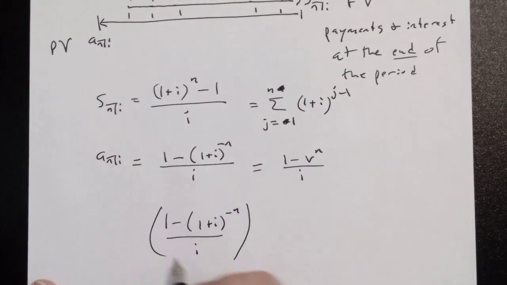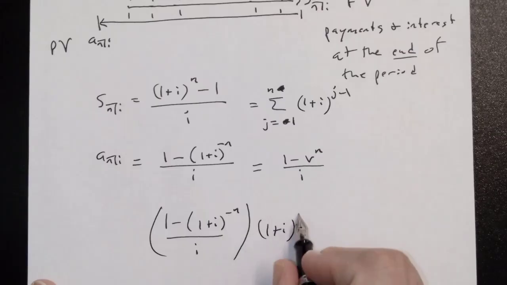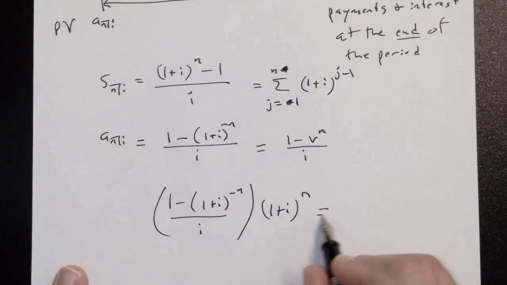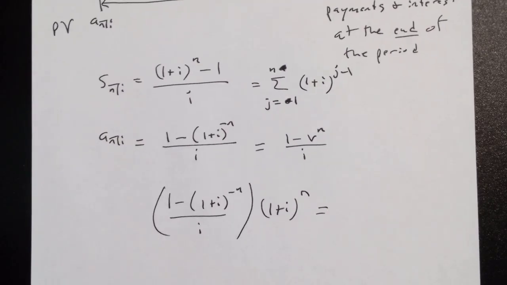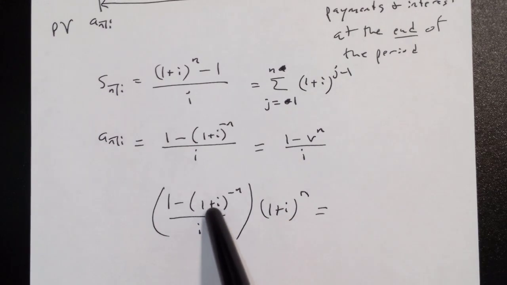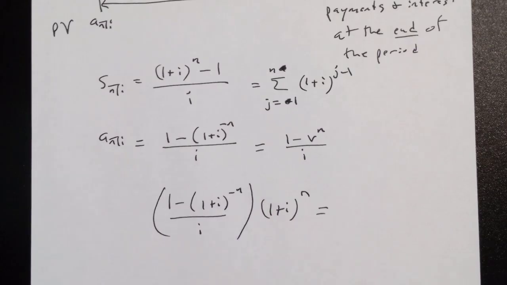What if I multiply this whole thing by 1 plus i to the n? What do I get? Oh, wait a second. I'm going to have a 1 plus i to the positive n multiplied by a 1 plus i to the negative n. What's going to happen there? Which is going to give me 1 plus i to the 0, which is just 1, isn't it?